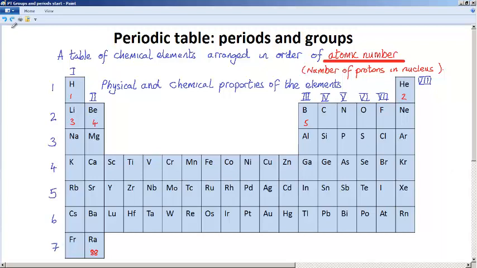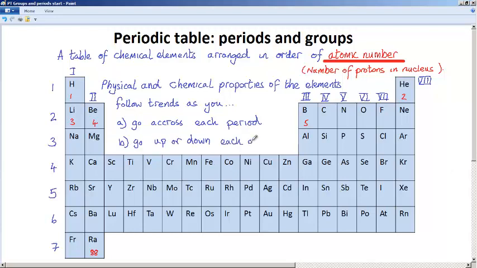Now, what we're saying here is the physical and chemical properties of the elements follow trends or patterns, okay, A, across each period, and B, as you go up and down each group. So it's very important to get to know this periodic table so that you can literally predict the physical or chemical properties of a given element, knowing where it's positioned in the group.